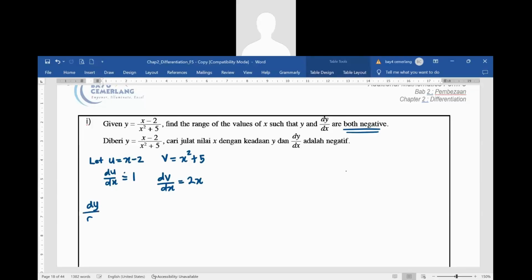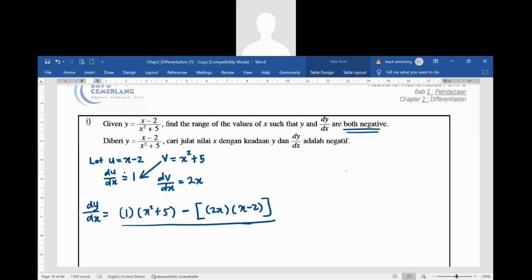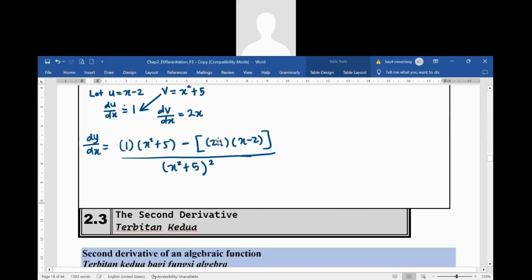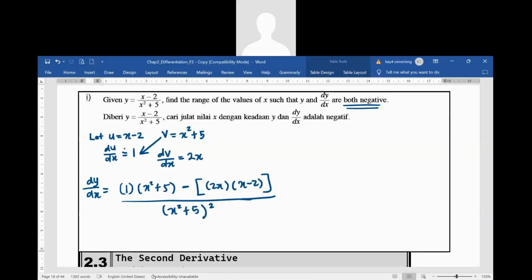Okay, now you want to do your dy dx. Remember, we always start from v for quotient rule. So 1 multiplied by x square plus 5 minus bracket 2x multiplied by x minus 2. Lepas tu, bahagi dengan v square. (X square plus 5) square. Okay? Baik.